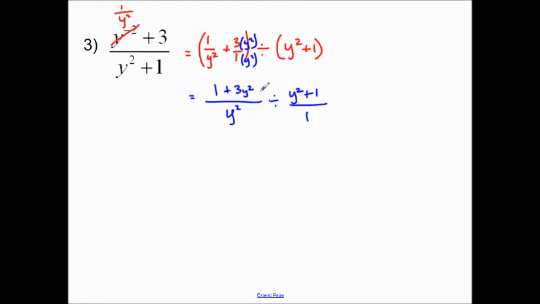Looking to simplify this division problem? Well, we're going to turn it into a multiplication problem. 1 plus 3y squared all over y squared, and that's multiplied by 1 over y squared plus 1.